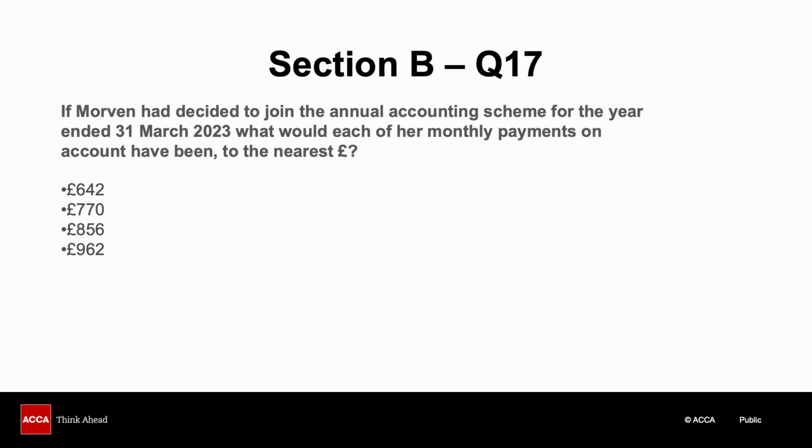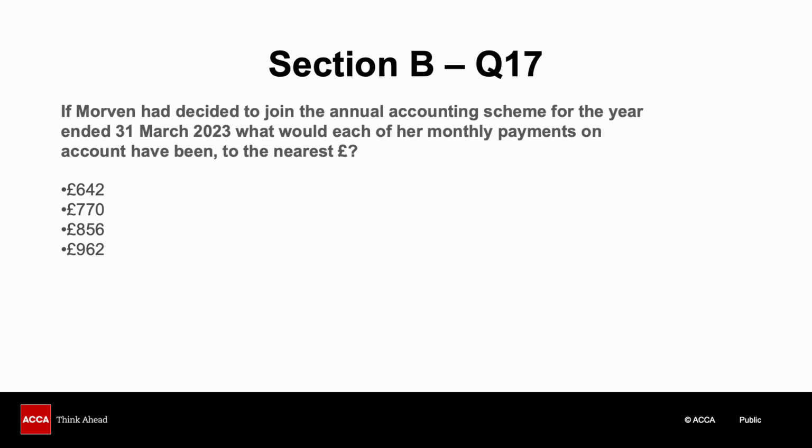Sticking with the annual accounting scheme then, but looking at something a little bit more complicated because we're looking at a calculation here. We've got Marvin, if she decided to join the annual accounting scheme for the year end 31 March 23, what would each of her monthly payments on account have been to the nearest pounds? You've got 4 options there.